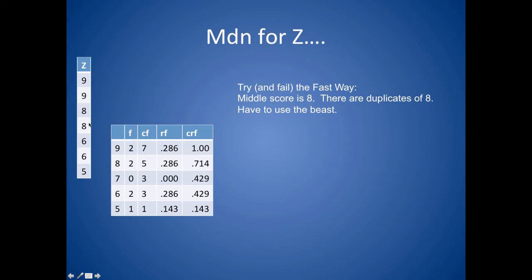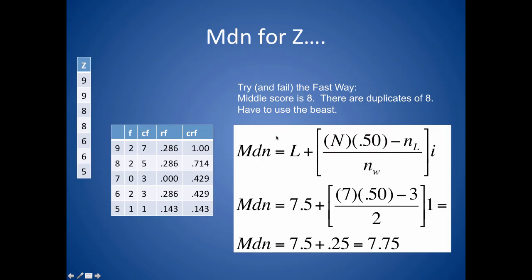We have to use the beast here. And so we'll look at the lower real limit of the group that has the median in it. 7.5 and below only has about 43% of the scores. And then somewhere between here and here, we jump up a lot. That move, somewhere in here, is the 0.5. And the whole purpose of the beast is to figure out how to spread these two counts around to make it so that we feel like we're at the 0.5 mark.